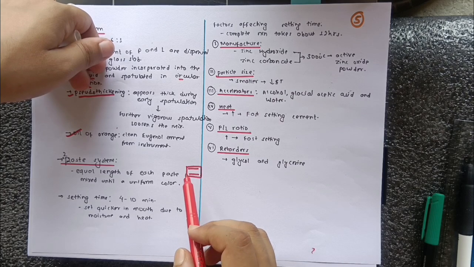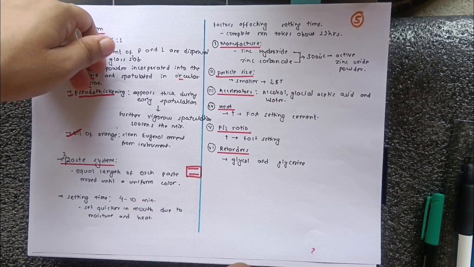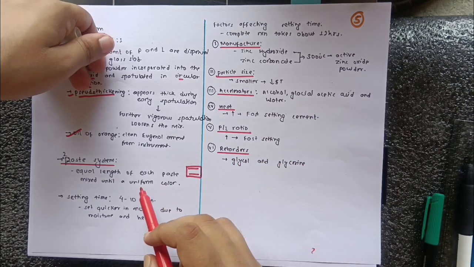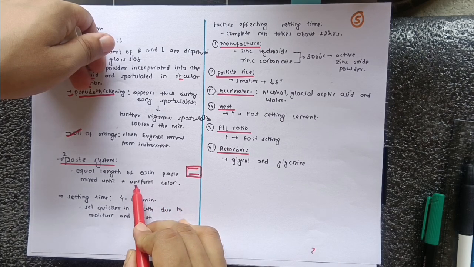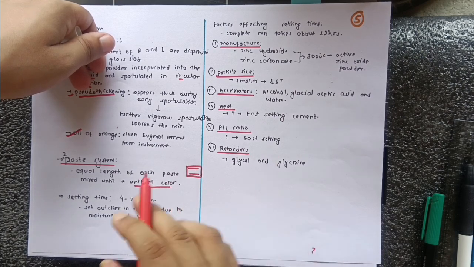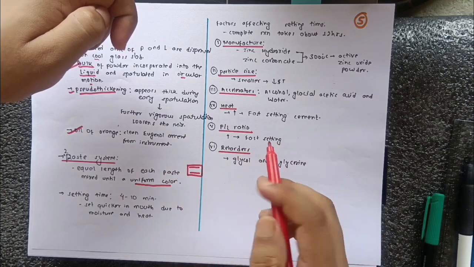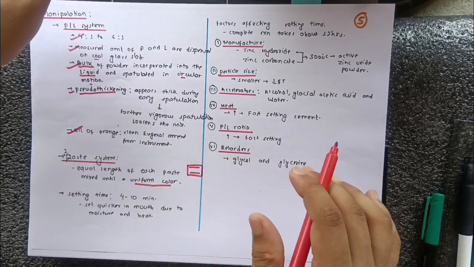After mixing, when we attain the uniform color, we can use it for our particular purpose. So uniform color should be observed after mixing. When the uniform color is attained, it is the final step, the final deadline showing that we have completed our manipulation.